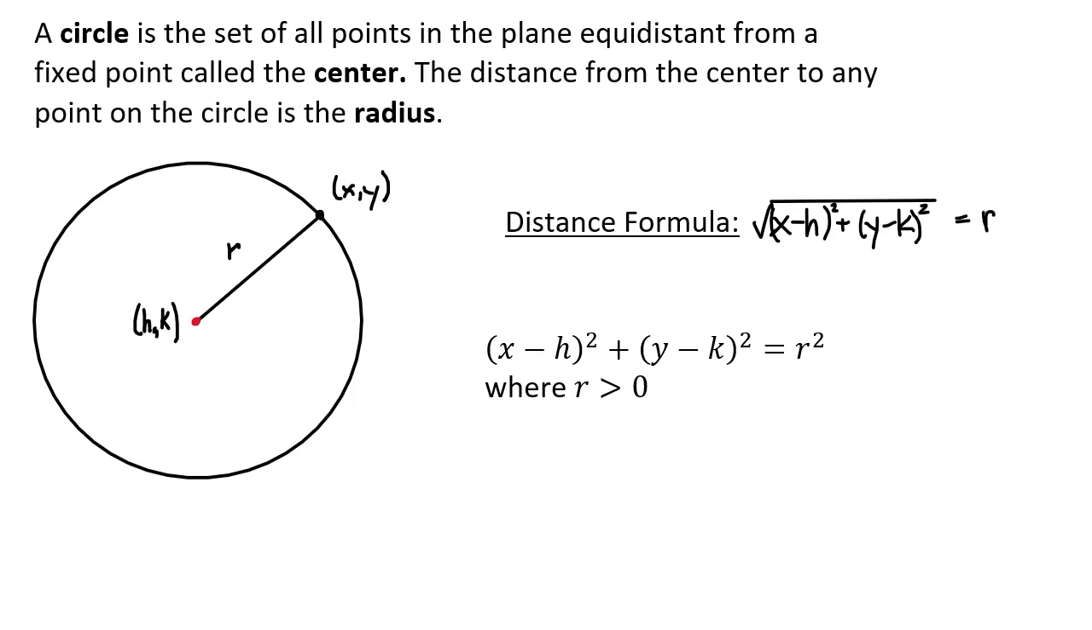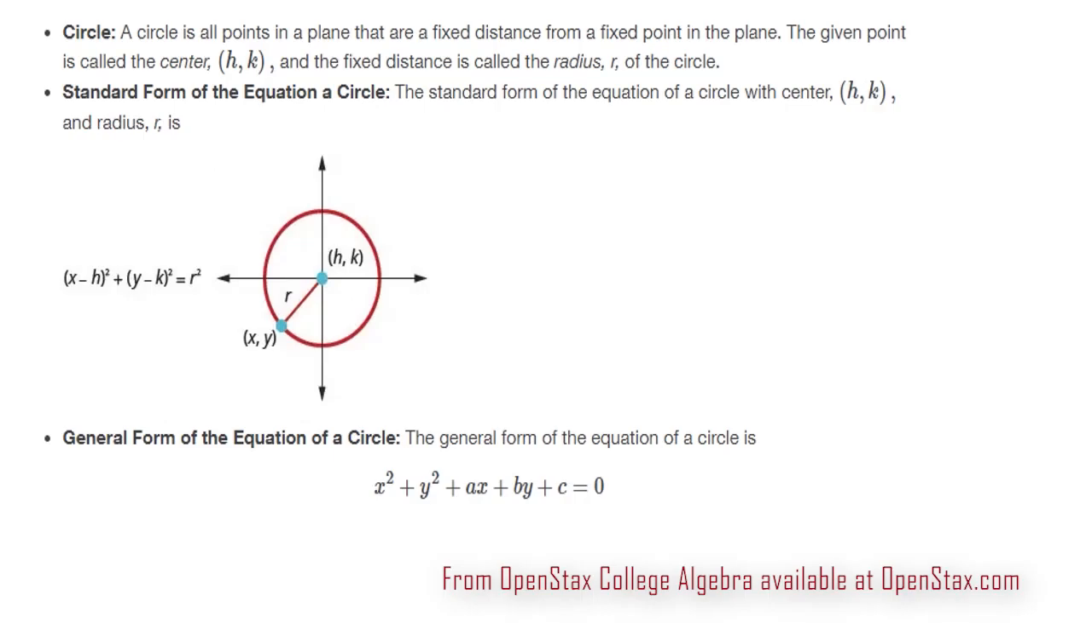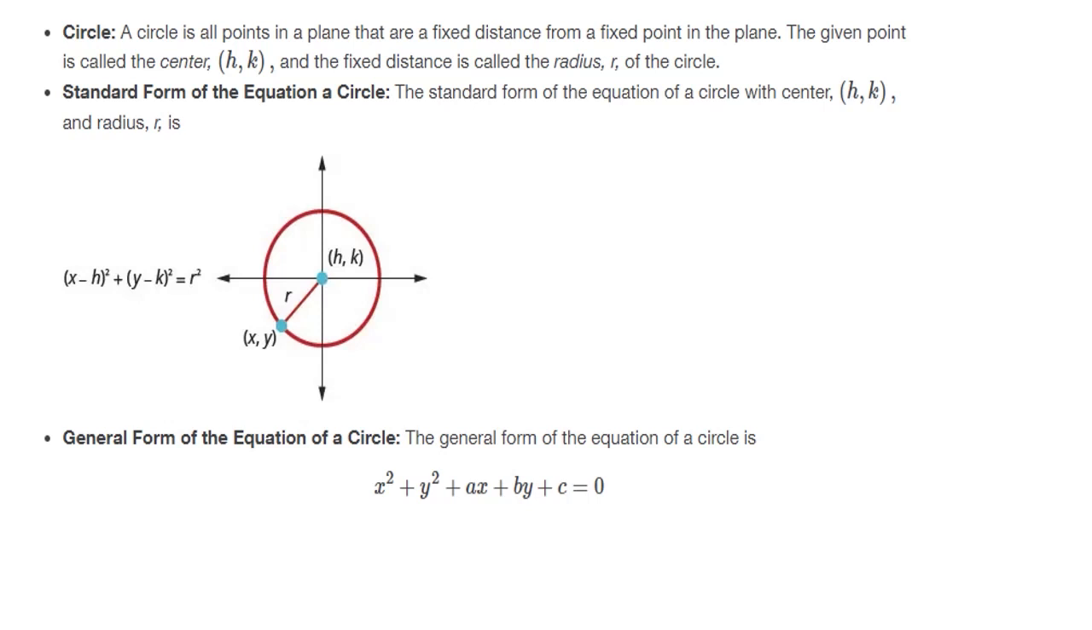And of course r has to be positive and greater than 0. If r equals 0, it's just a point. So that means the general form of the equation of a circle is x squared plus y squared plus ax plus by plus c equals 0.